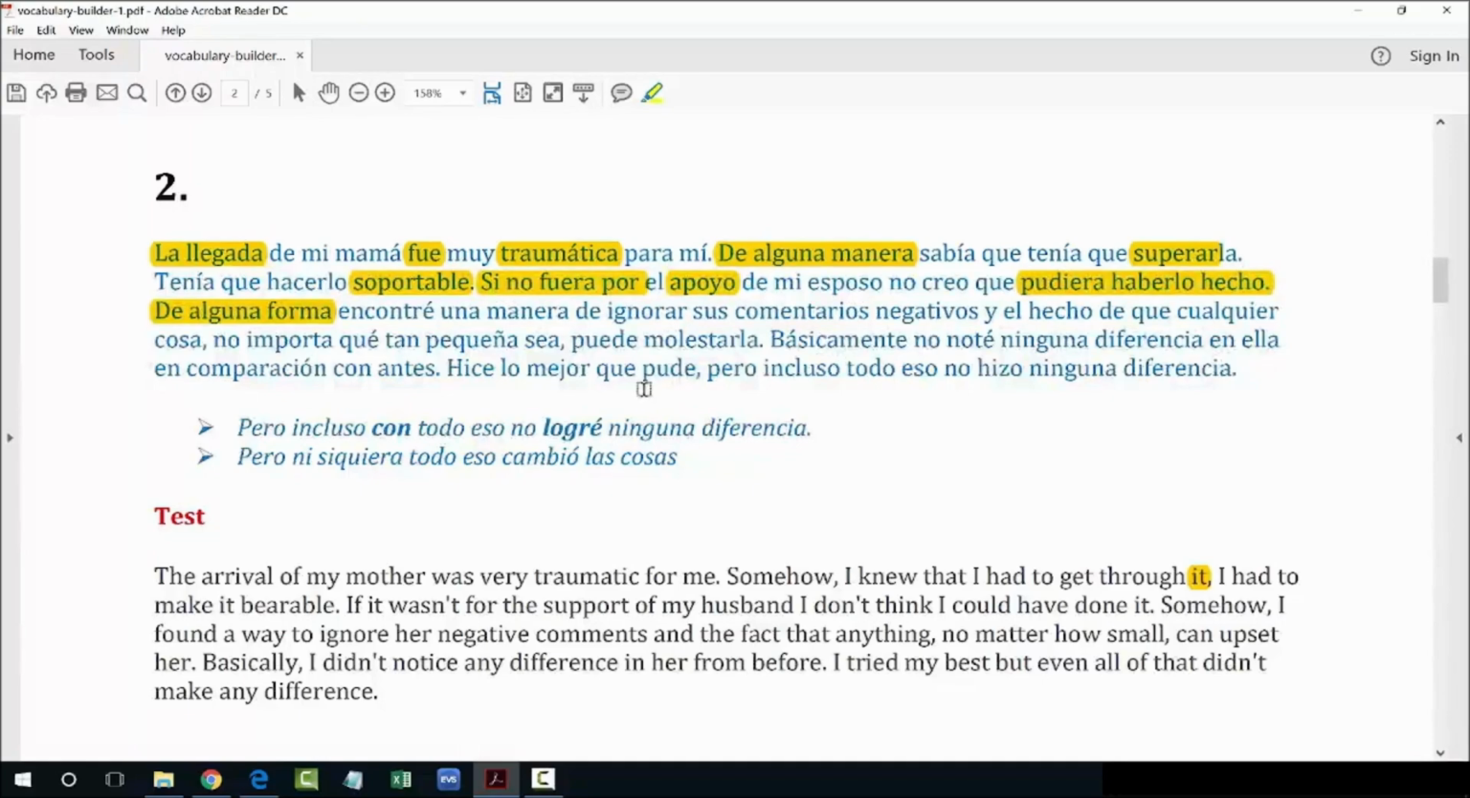Something I'll draw your attention to here is this bit, una manera. You could also say, I found the way to ignore, and that would actually sound a little bit more natural in Spanish. This way is more related to how we would express it in English. I found a way, encontré una manera. But native speakers would probably go with encontré la manera de ignorar.